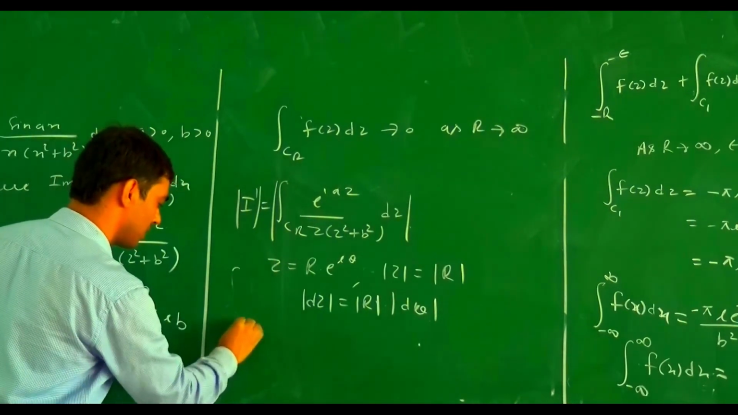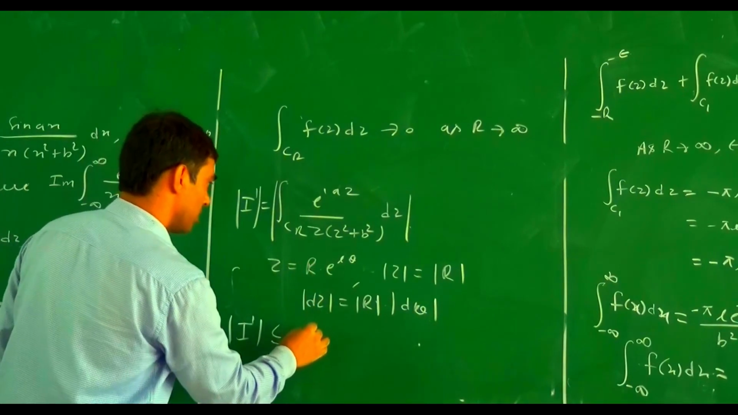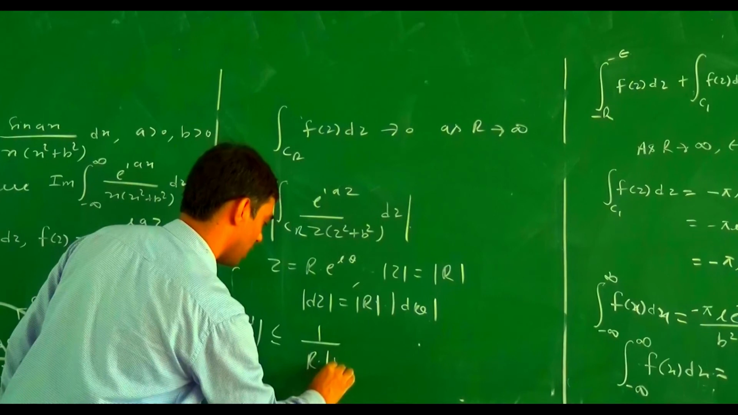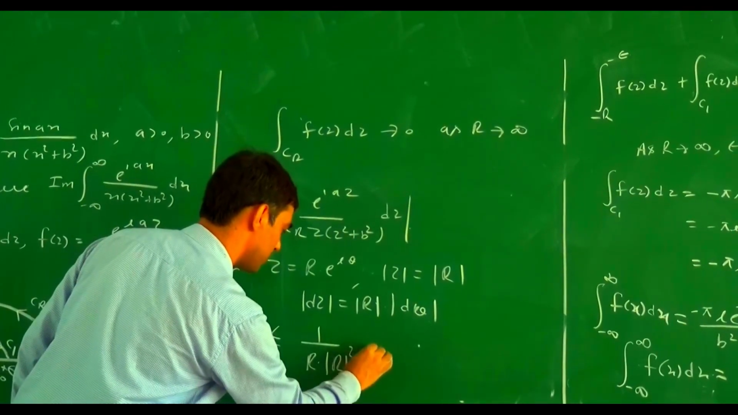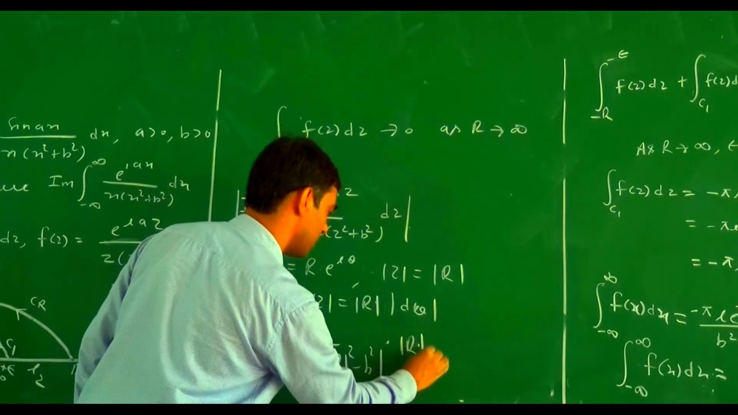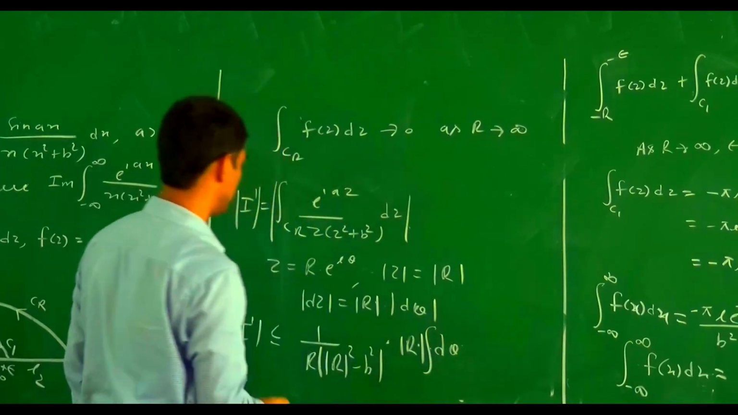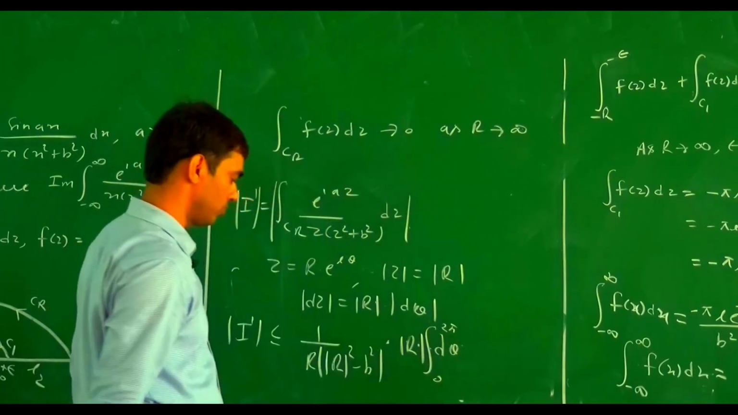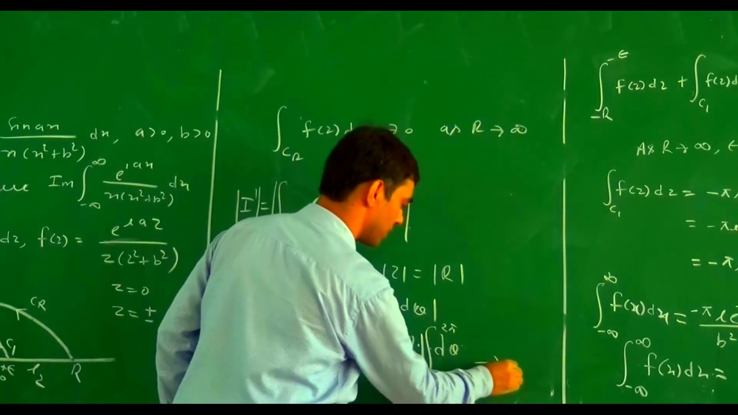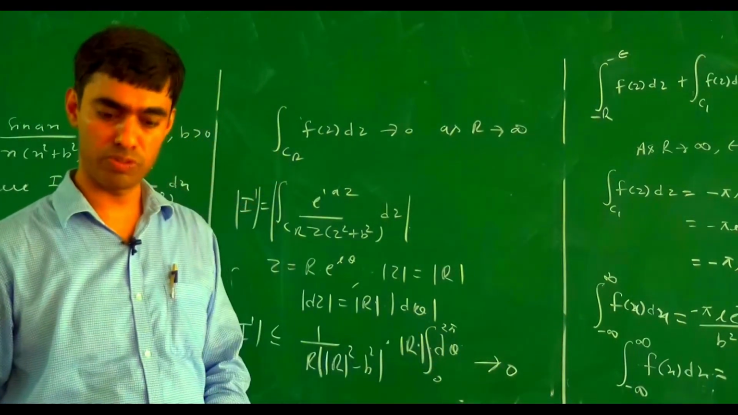So the modulus of I dash is less than or equal to 1 upon (r squared minus b squared), times r, integrated over d theta, where theta goes from 0 to 2 pi. If R tends to infinity, this tends to 0, because the value of the integration is bounded by 2 pi.